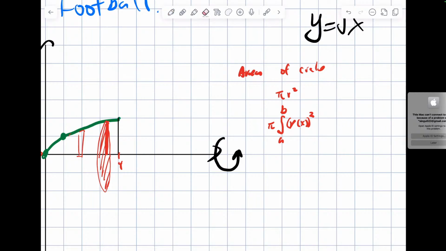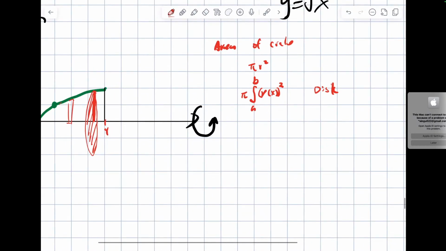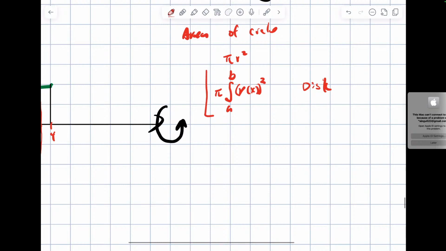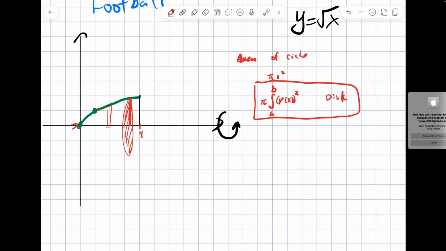So this is well known as the disk method, because every slice is a disk. Every single slice. In terms of this, it's going to be the area of a circle, which is here. We're using something called the disk formula. But this formula is basically going to be an integration, for this particular situation, from 0 to 4. Is that okay?